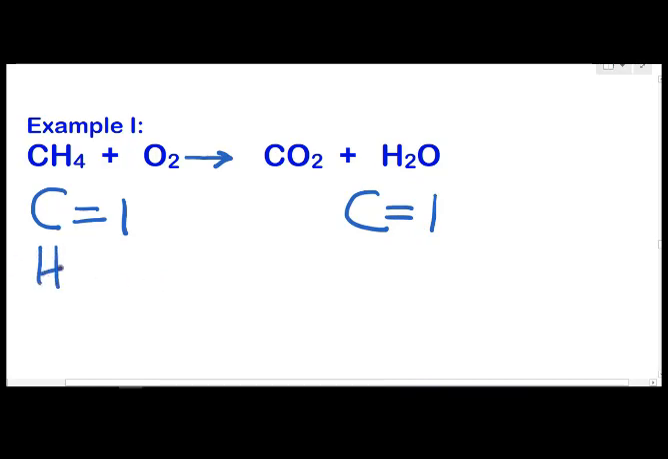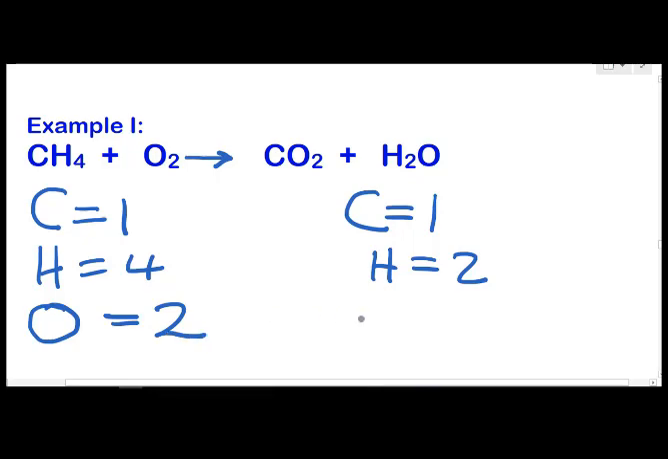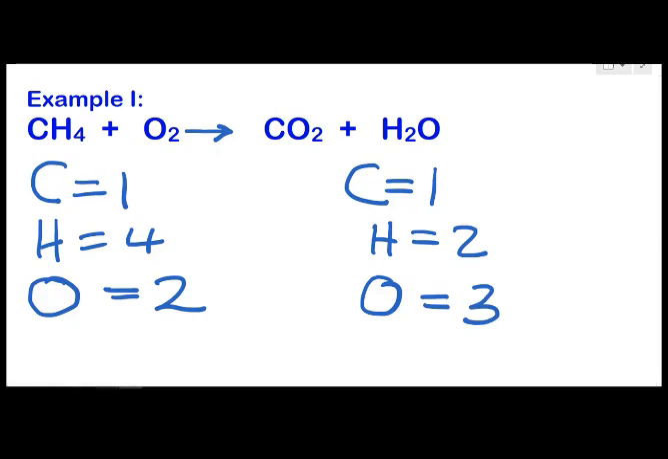Hydrogen on this side, the hydrogens are equal to 4, whereas on the product side, the hydrogens are equal to 2. Whereas the oxygen on the reactant side are equal to 2, while oxygen on the product side are equal to 3. We start by balancing hydrogen on each of the sides. This side hydrogens are equal to 4. This side hydrogens are equal to 2. We can multiply these hydrogens by 2 to make a total of this side to be 4.